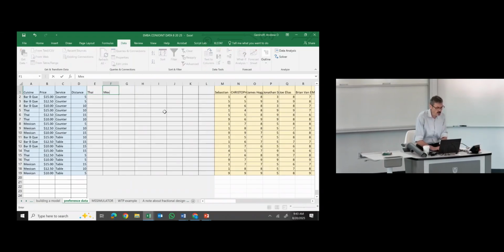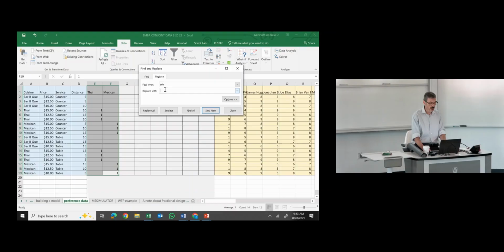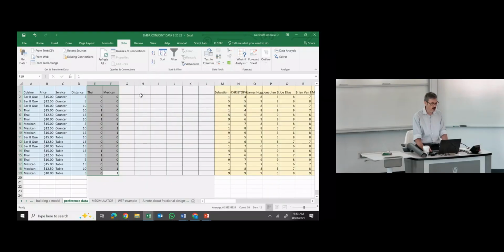And another one I'm going to call Mexican. And then I'm going to put a 1 wherever it's Thai. And for Mexican, I'm going to put a 1 wherever it's Mexican. And then I don't need a variable to represent barbecue because barbecue is going to be represented by the instances in which it is neither Thai nor Mexican. And then I'm just going to use this feature, control F. And I'm going to say replace, and replace all the missing values with what? I'm going to replace all the missing values with zeros. And now I've created these dummy variables.